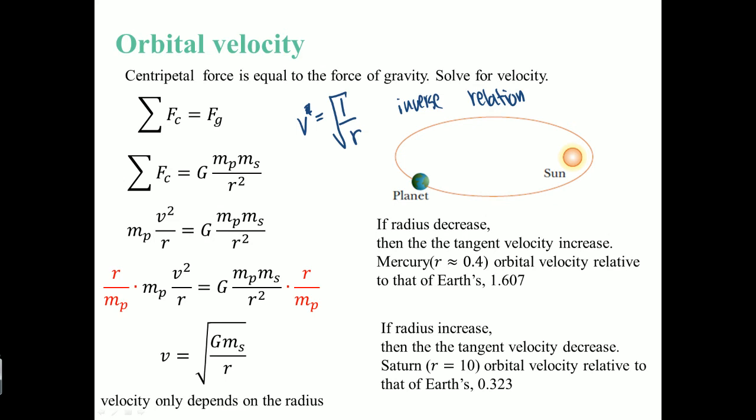So, but you need to understand this. If the radius decreases, your tangential velocity will increase. If the radius increases, your tangential velocity will decrease. Okay? There's an inverse relationship because the r is on the bottom.